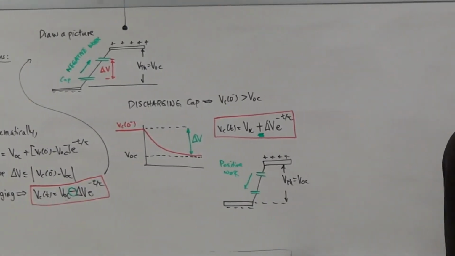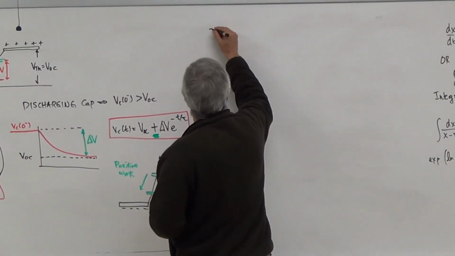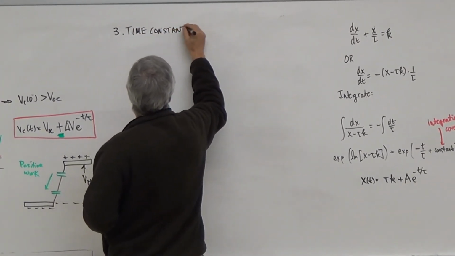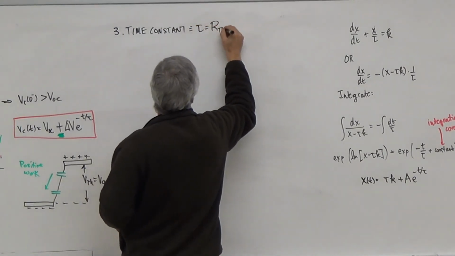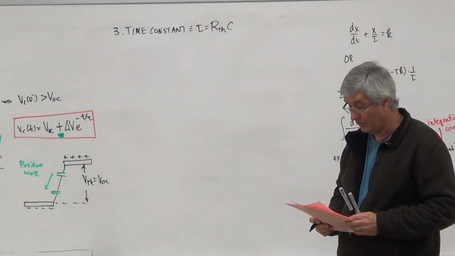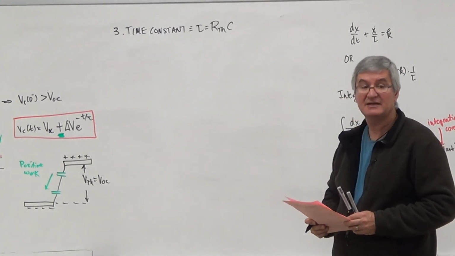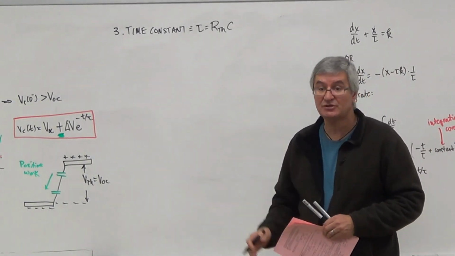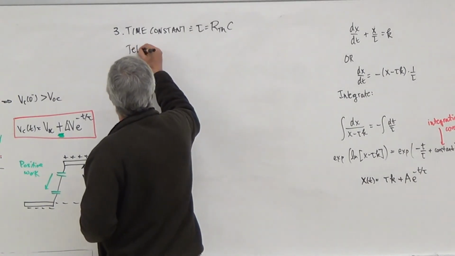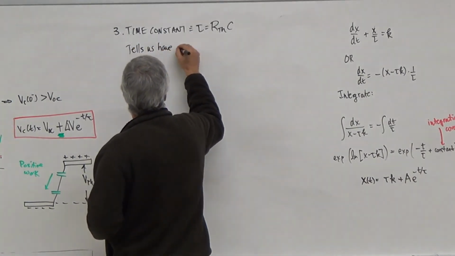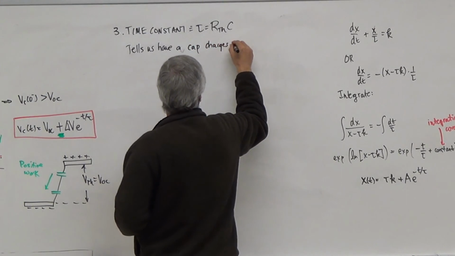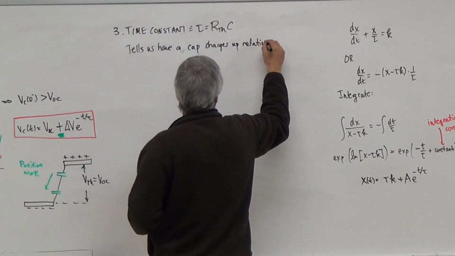Now, another thing that we want to look at here is the time constant. So, as we already know about time constants from your Physics 4B class, the time constant essentially tells us how a capacitor charges up relative to time. Right? So this guy tells us how a cap charges up relative to time.